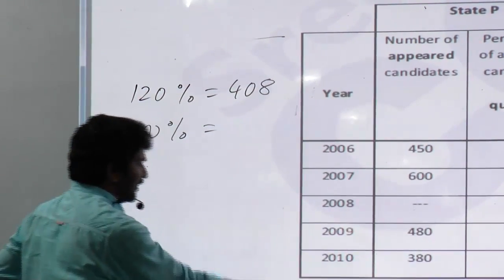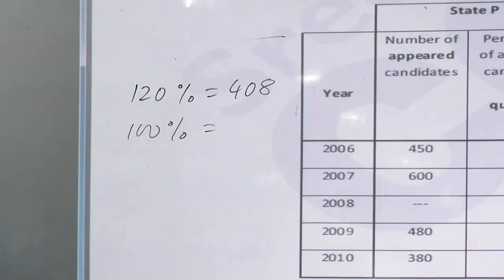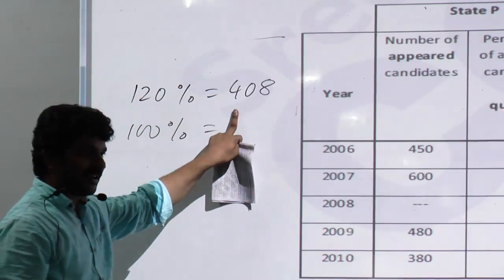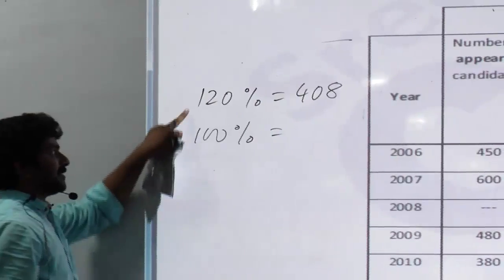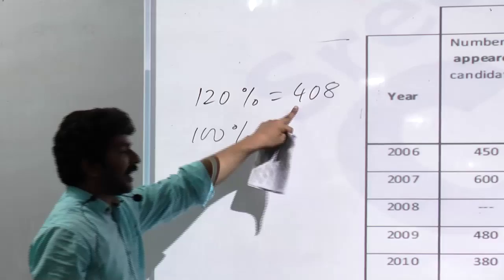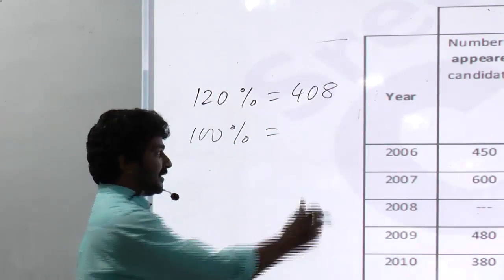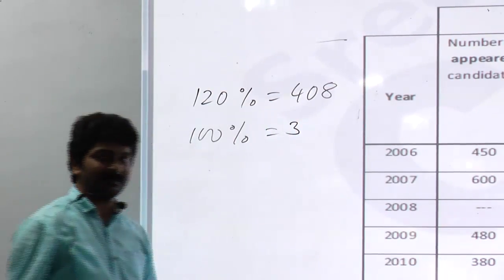I know that answer is definitely less than 400, because 100% is less than 120%. Answer is definitely less than 400. It will be in 300s.